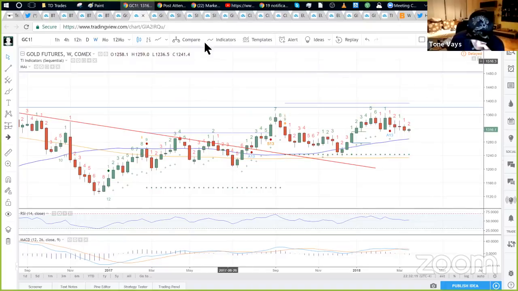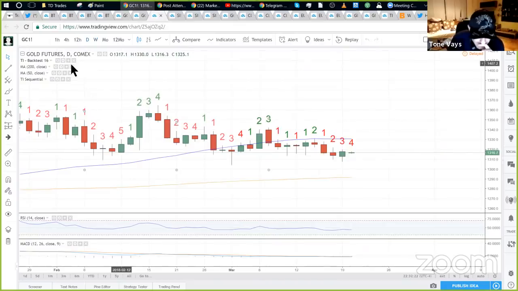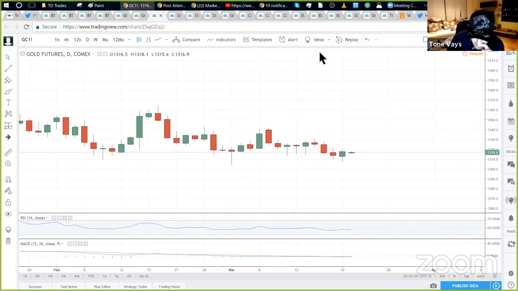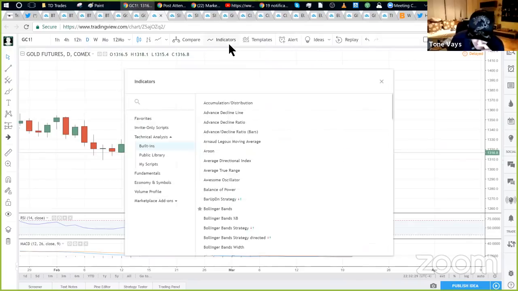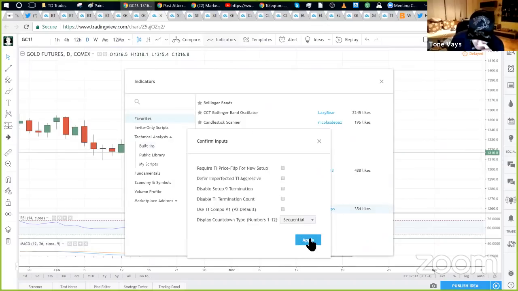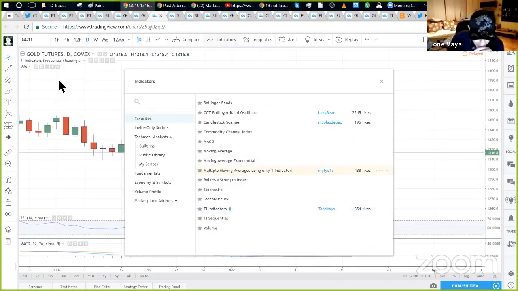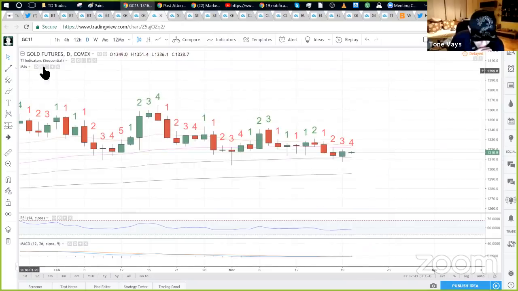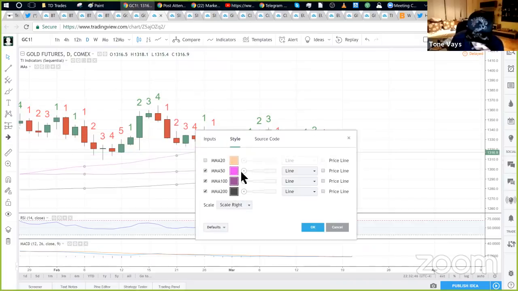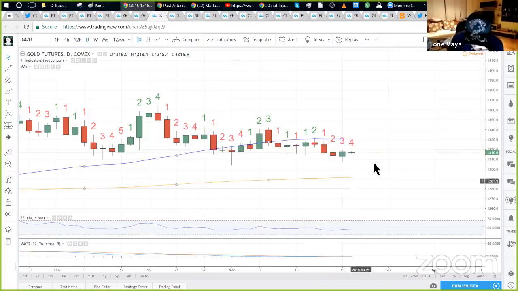All right. Daily. Again, let me clean this up here. Indicators, favorites. Set my 50, set my 200. Let's make the line thicker.